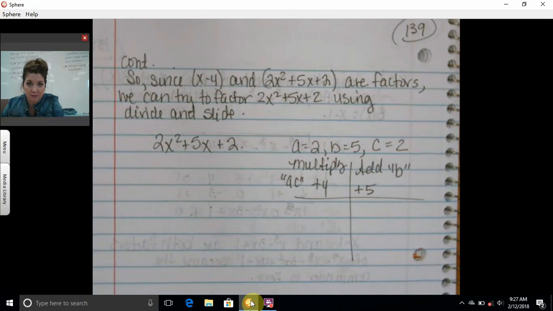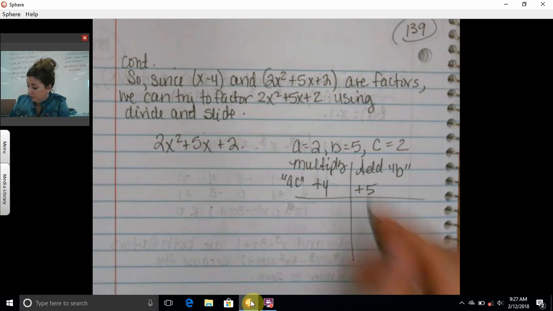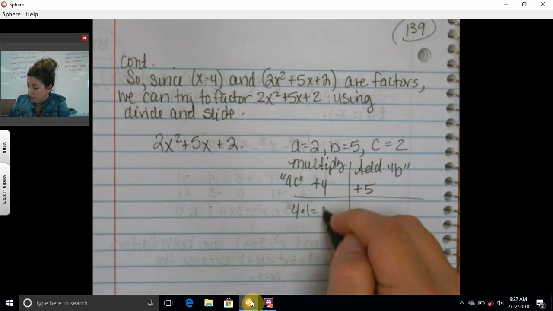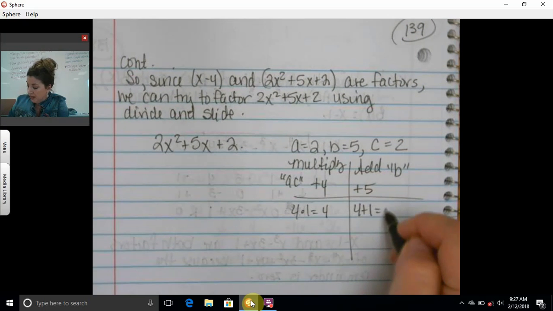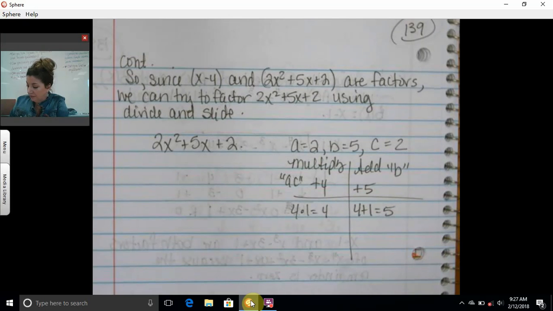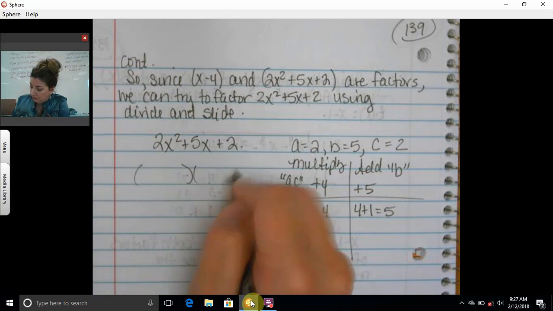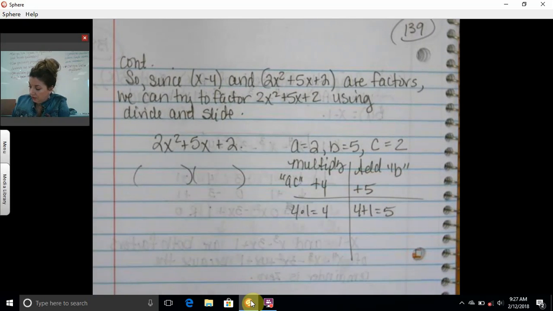Y'all have any ideas? 4 and 1? 4 times 1 is 4. 4 plus 1 is 5. Got it. So make your parentheses. And you'll have x plus 4 in one set and x plus 1 in the other.